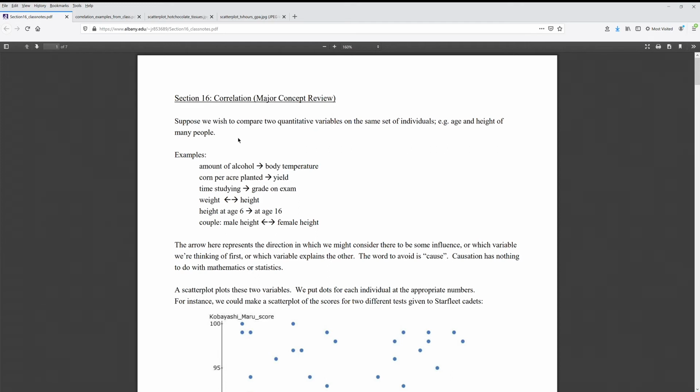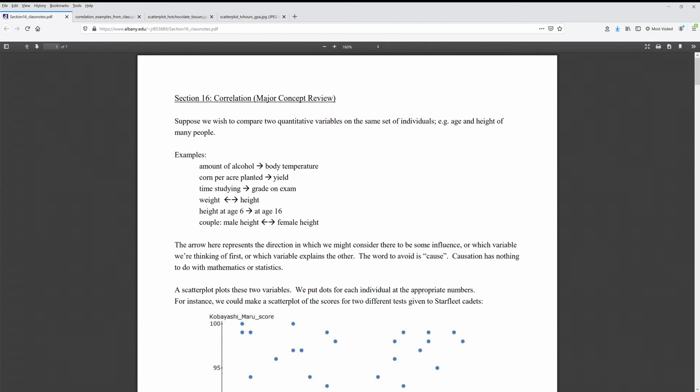So suppose you wish to compare two quantitative variables on the same set of individuals. For instance, ages and heights of a lot of people, something along those lines. The idea here would be that you want to make some conclusions, either about the individuals you happen to have, or perhaps you are trying to make generalizations. For the individuals you happen to have, do the older ones tend to be taller? That kind of thing.